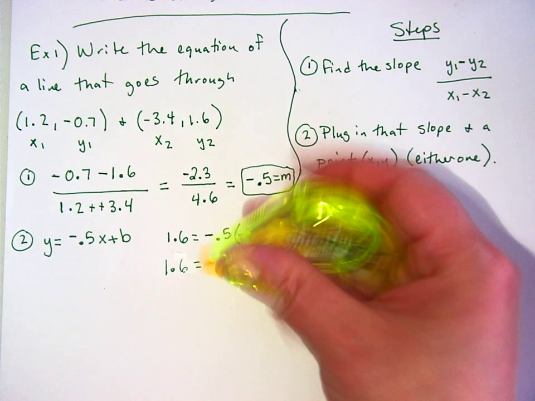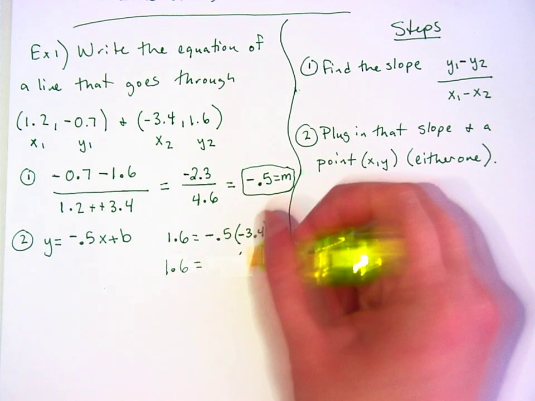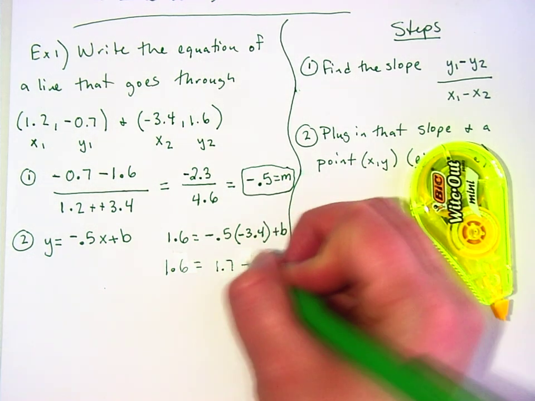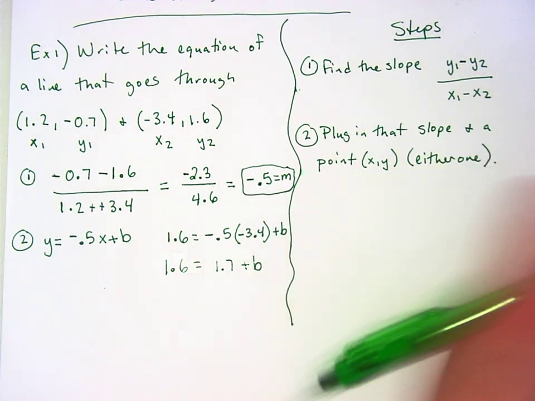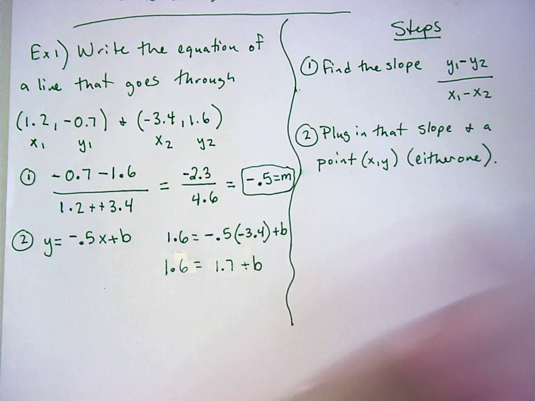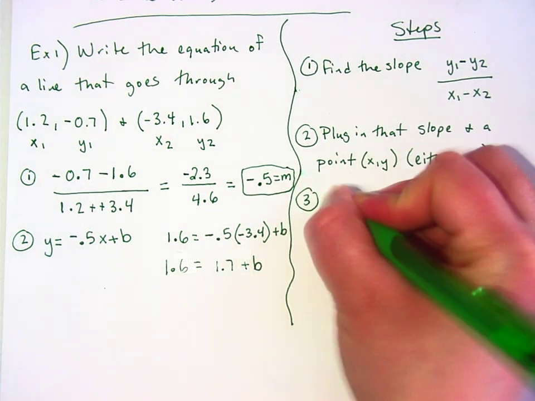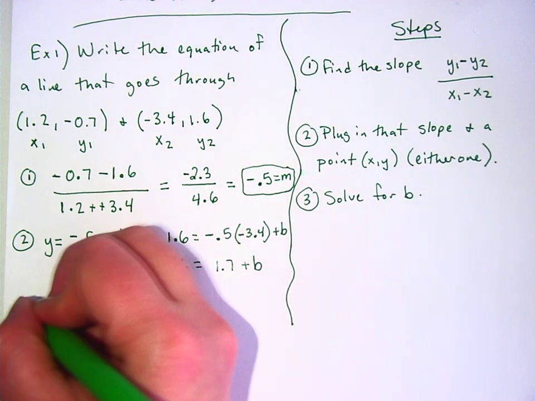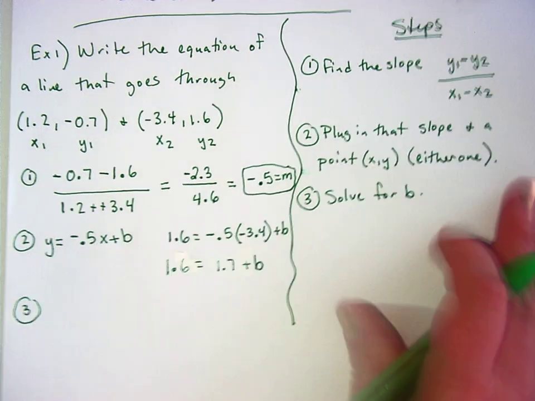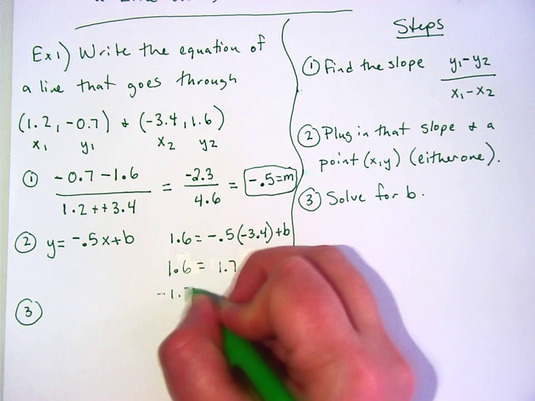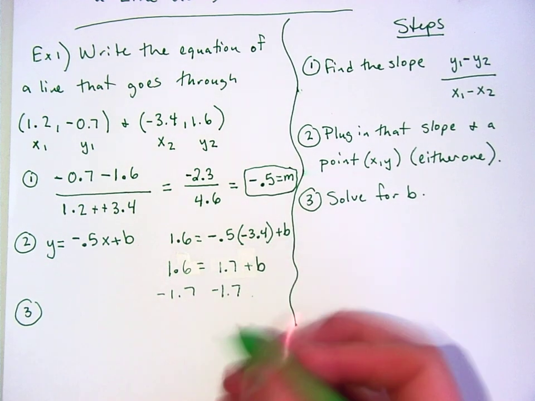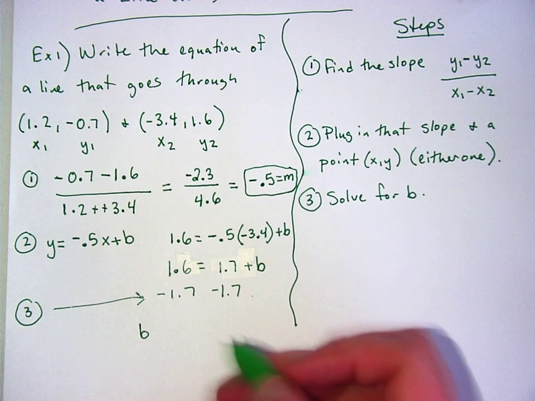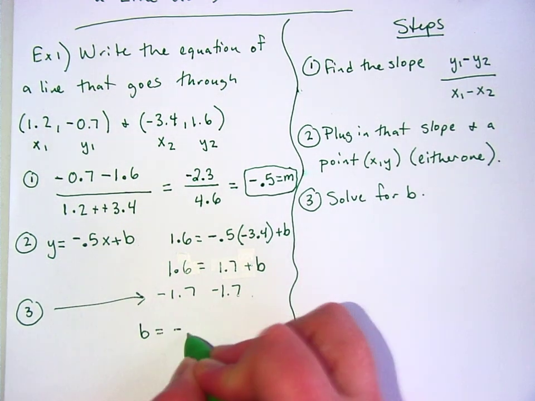Oops, what am I doing? All right, you said 1.7, right? Okay, now what should we do? Okay, I'm going to write step 3, solve for b. So you said the next step was subtracting 1.7 from both sides, which means that b equals negative 0.1.